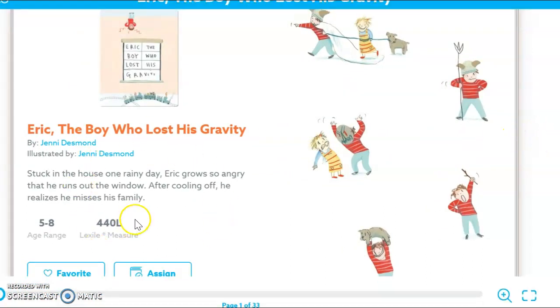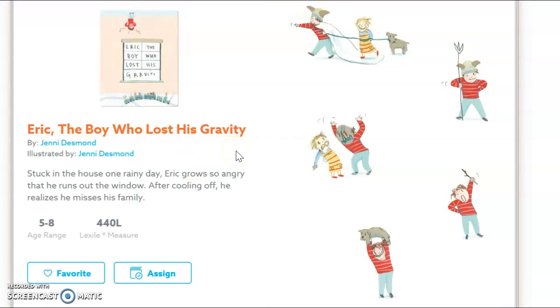This is a story about a little boy. The title of it is called Eric, the Boy Who Lost His Gravity. As we're reading the story, I want you to think about what we just talked about, finding the characters, the people or the animals in the story, and also the setting, when and where the story takes place.